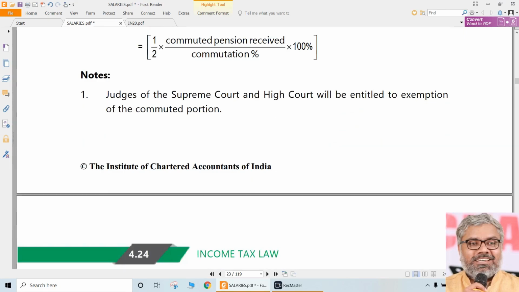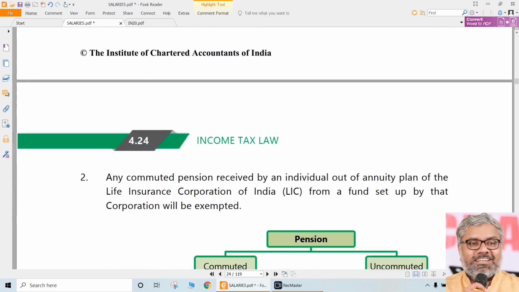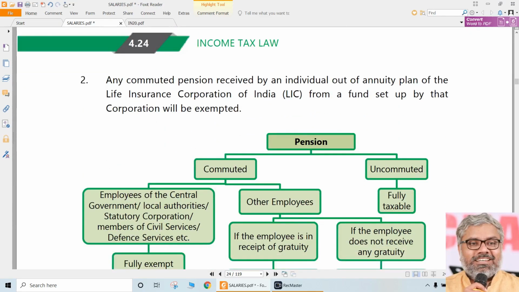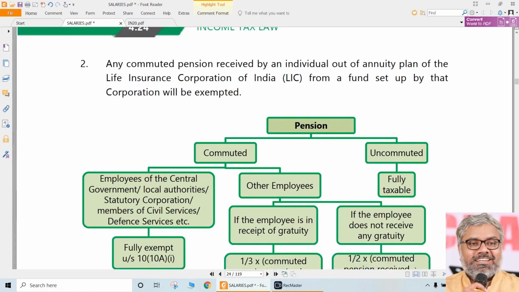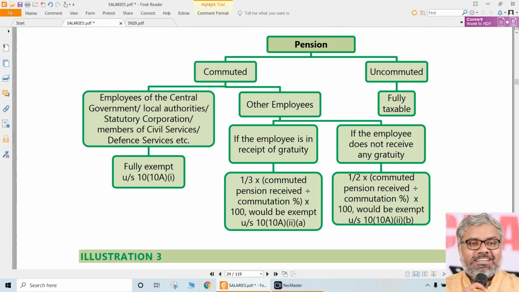Of course, the judges of Supreme Court, High Court will be entitled to exemption of commuted portion. They are already exempted for many things. And any commuted pension received by an individual out of an annuity plan of LIC from a fund set up by that corporation will also be exempted. So if the amount is not received from an employer, rather it is received from Life Insurance Corporation according to any annuity plan, that is also exempt. That is not actually forming part of this particular chapter, so we don't need to worry about that. Normally, a pension received from employer is our general focus area in this chapter.